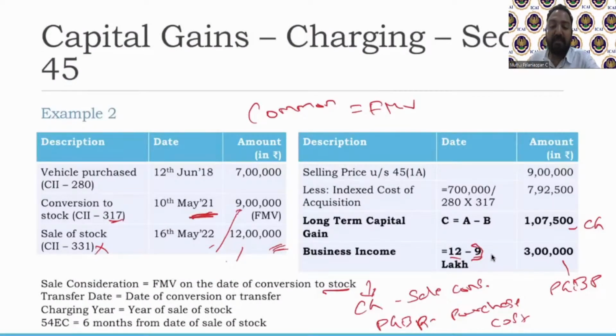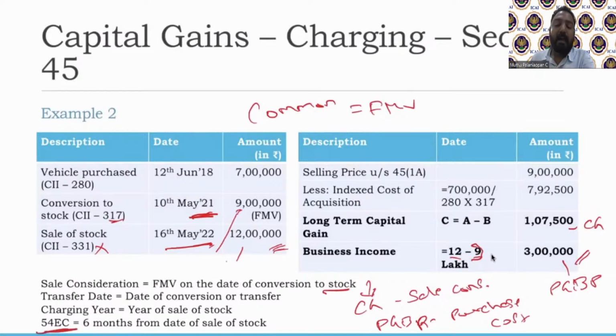And the charging year, when will it be charged to income tax? In the year in which it is finally sold. The final year of sale is 16th May 2022. So it will be taxable as capital gain and business, both taxed only in the previous year 22-23.